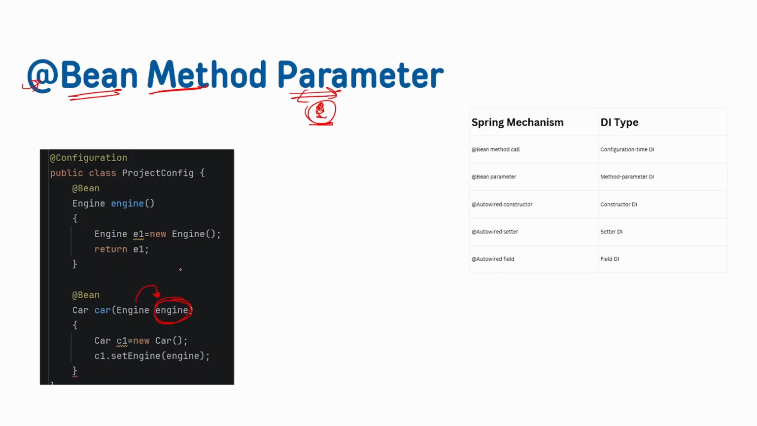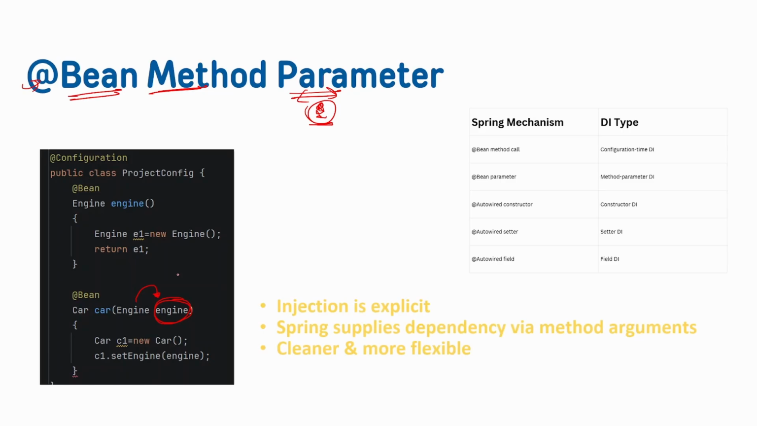So what is the flow? In explicit injection, Spring supplies the dependency. So from where does the dependency come? Spring supplies these dependencies via the method arguments, and this is cleaner and more flexible. Let's see the whole flow.